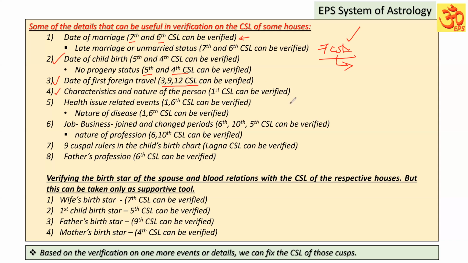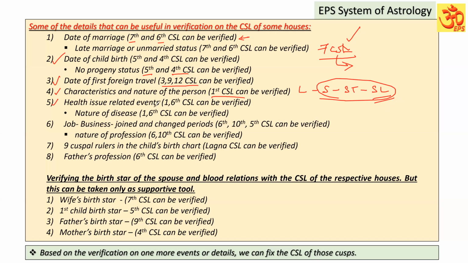Characteristics and nature of the person: the Lagna cuspal sublord can be verified. Of course, the Lagna Rasi lord, sign lord, star lord, and sublord of the Lagna all put together will be playing a role in finalizing the characteristics and nature of the person. Importantly, the Lagna sublord also has to be considered.